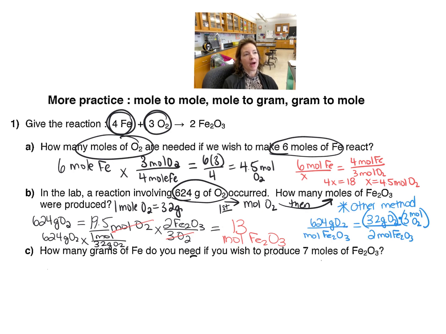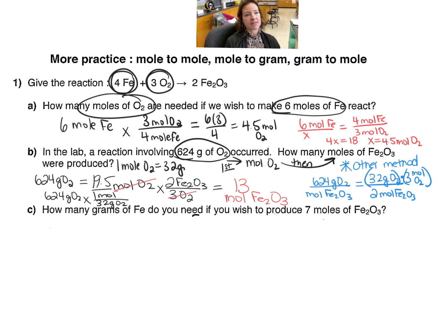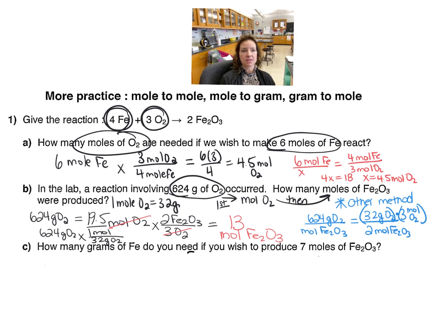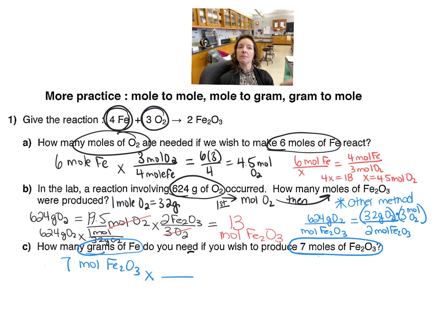The last problem, letter C, is asking me, well, how many grams of iron do I need if I want to make 7 moles of iron oxide? So I'm going to first identify that I'm starting with my 7 moles of iron oxide. I need to get to iron. So since I'm in moles already, I can use my mole to mole ratio to get over to iron.